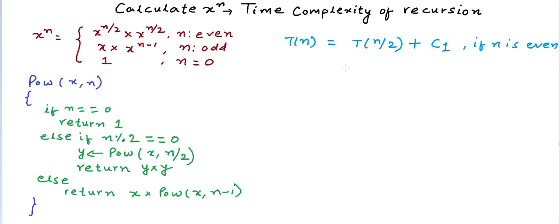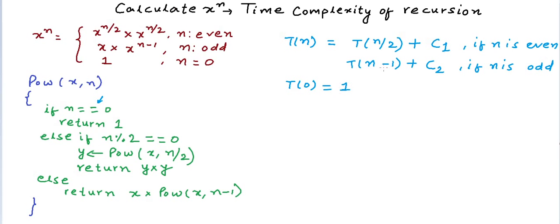So let's say this constant is C1 this time, and this is true if n is even. If n is odd, then we make a recursive call to calculate x to the power n minus 1. So Tn would be Tn minus 1 plus some constant time for the simple operations. Let's say this constant time is C2. And for the base case, we have T0. There is just one comparison. So let's say this takes 1 unit of time.